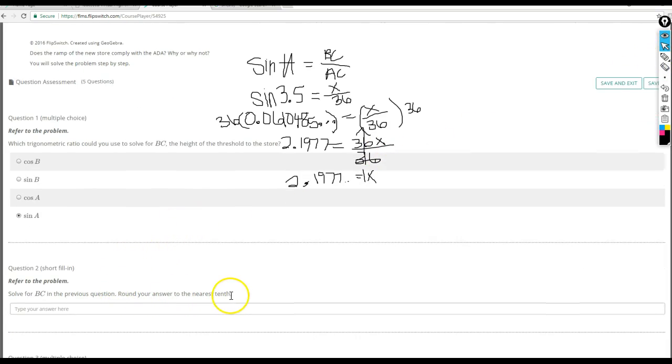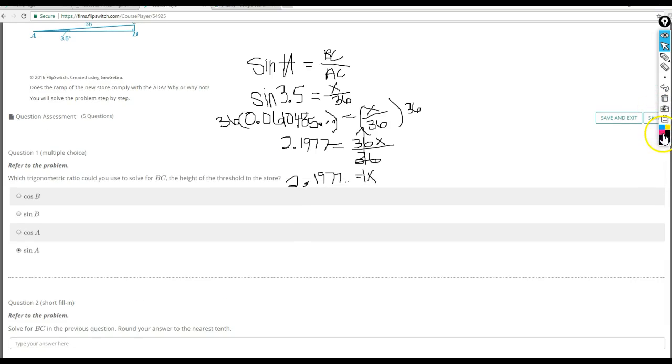And it says round to the nearest tenth. So if I want to round to the nearest tenth, right here, I'm going to look at the hundredth place and ask myself, is it 5 and above or 4 and less? Since 9 is 5 and above, that means 2.19 is closer to 2.2 than it is to 2.1. So this will be 2.2.